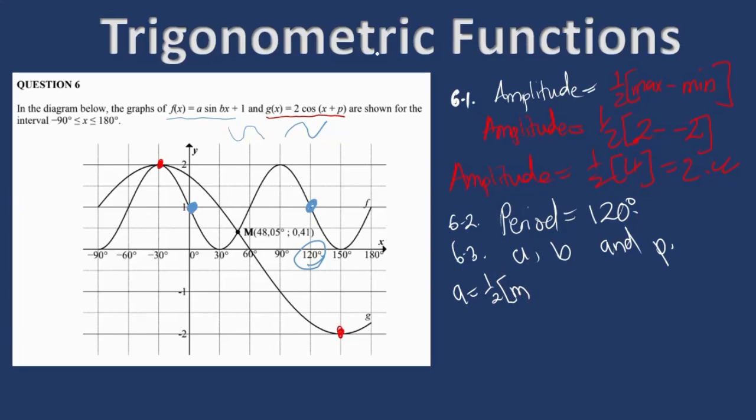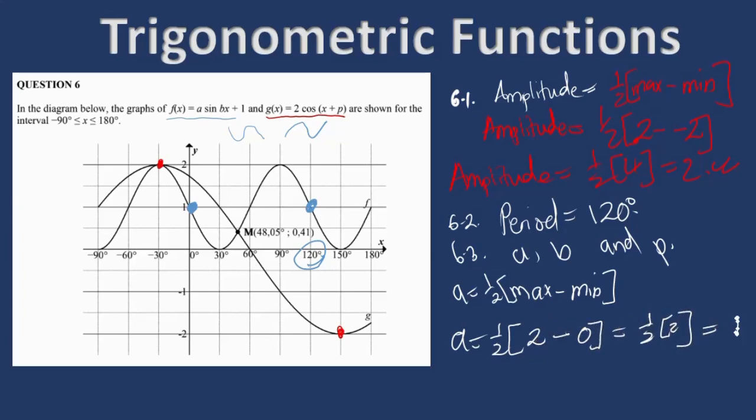I'll put this on my writing pad properly. Half of the maximum value minus the minimum value. So our A is equal to half. What is the maximum value? The highest value for that graph is 2. Minus, what is the minimum value? The minimum value is here at 0. So this is the same as half of 2. And what is half of 2? That is 1. So our A value here is 1.